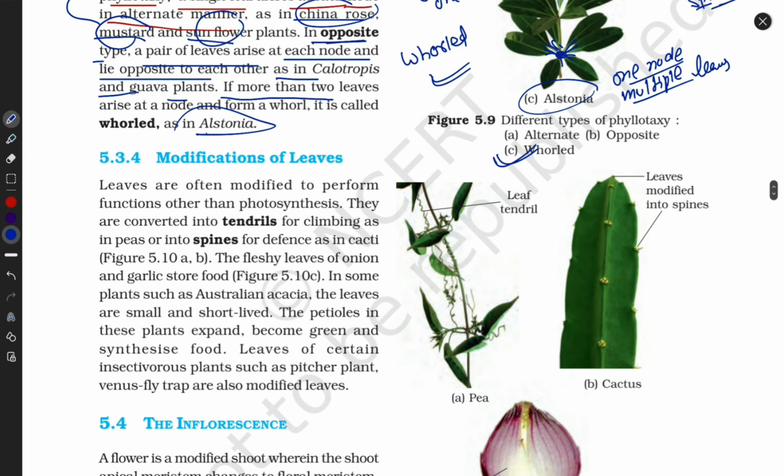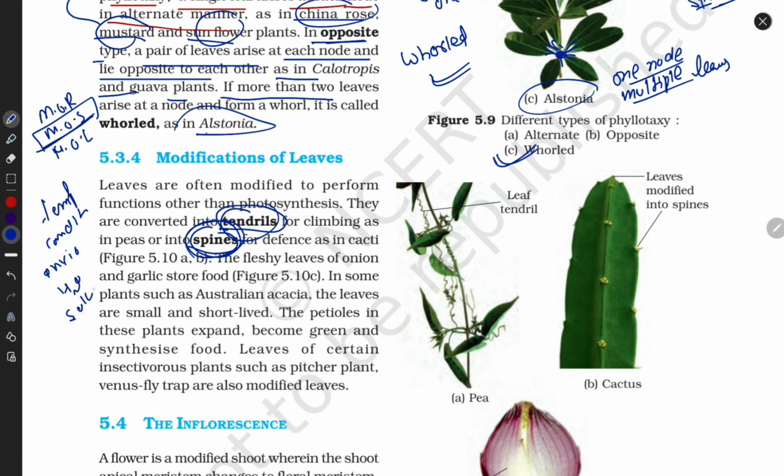Guys, we already discussed modification of root, modification of shoot. Now let's discuss modification of leaf. Some leaves change into tendrils and spines, like some stems change into thorns and trichomes. Why? Because according to their environment, conditions, temperature, water availability, salt availability, humidity, they change their modification. They can also store food, depending on the condition.